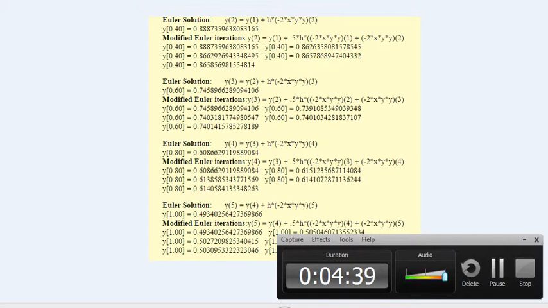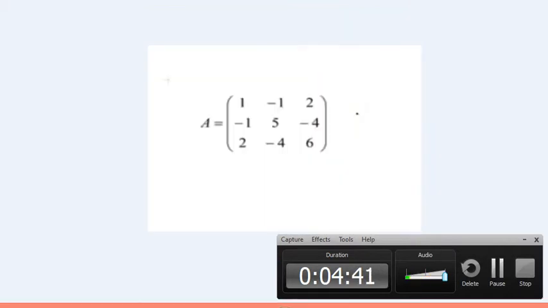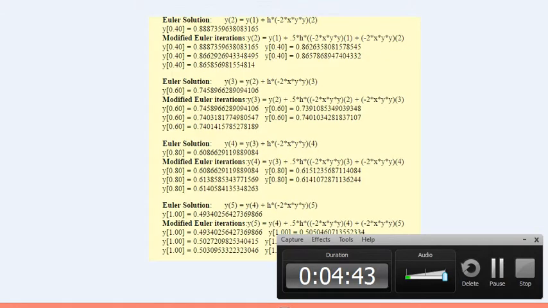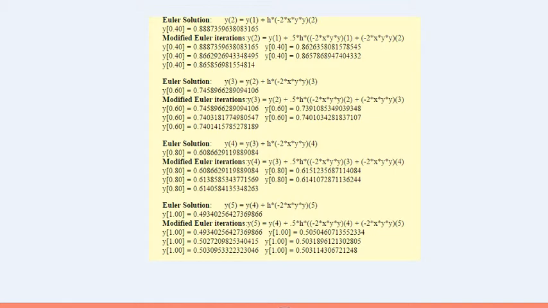So the final answer is 0.503095. So this is our final answer. We can see that y at 1 is equal to 0.503095.